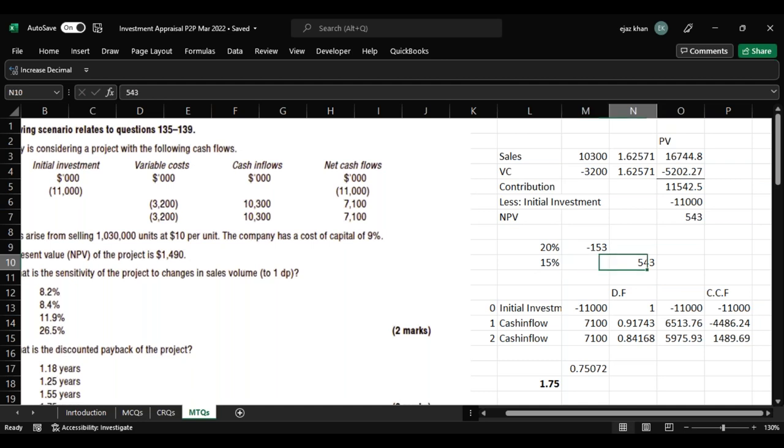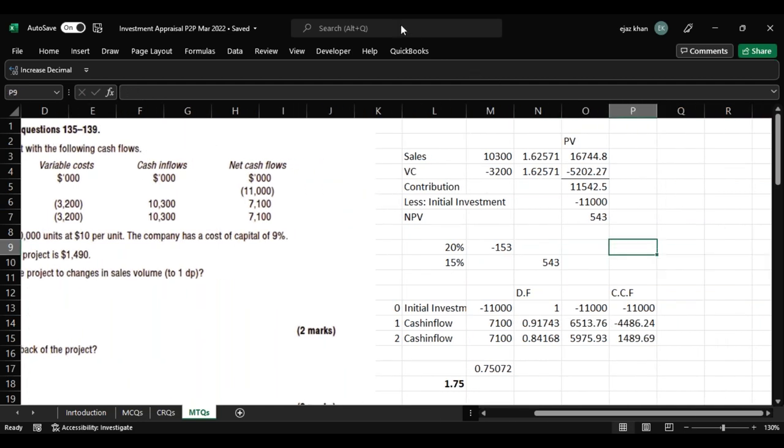So now using the IRR formula, we have to find out IRR. So the IRR formula is the lower rate, that is 15%, plus the positive NPV, which is 543, divided by the positive minus the negative, which will eventually be added because this is already minus. And then multiplied by the difference of the two rates, that is 20% minus 15%. That's the formula for IRR.